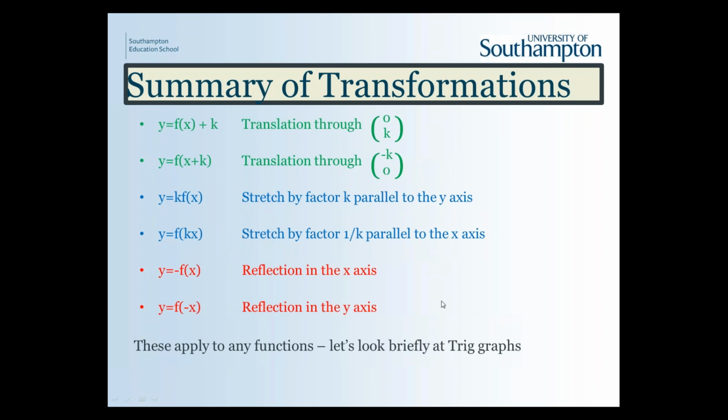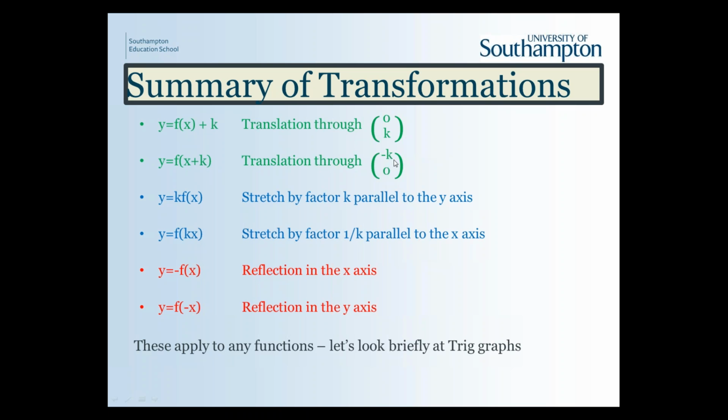So this is a summary of all possible transformations. If you add a number on the end or take it away, then you move it up or move it down, and that's what it looks like in the brackets, and it's a translation. And if it's inside the function, then it's left or right, or the opposite of what you think.